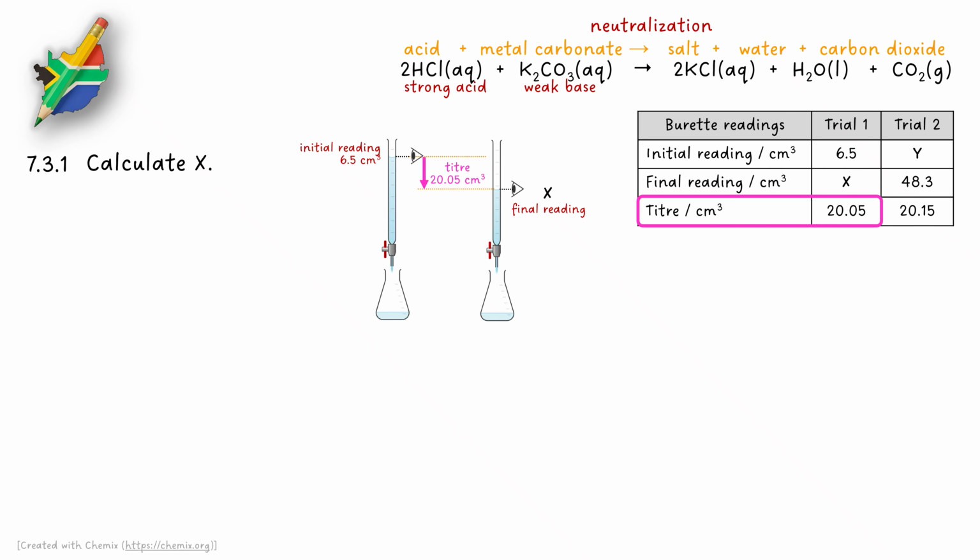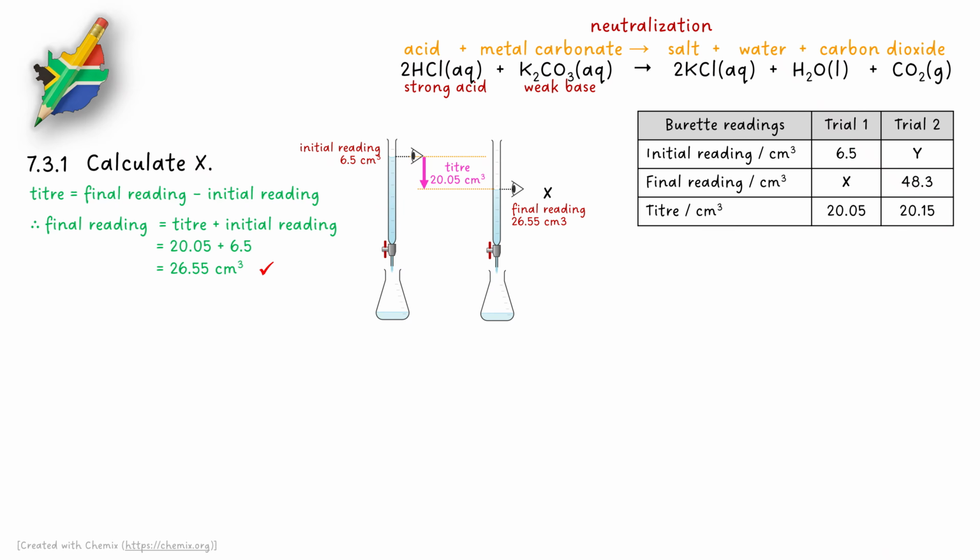So how do we work out X? The titer volume is equal to the difference in the 2 readings, namely the final reading minus the initial reading. So if we rearrange this formula, we get final reading is equal to titer plus initial reading. Putting in the values, we get 26.55 centimeters cubed for X.